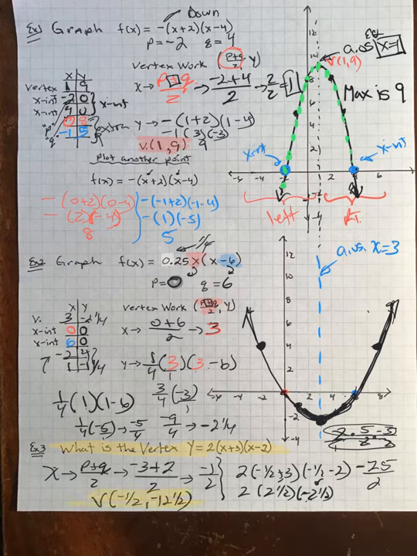Okay, so that's graphing parabolas in intercept form. And intercept form tells you where it's going to cross the x-axis. So it tells you the x-intercepts. And this form is a really helpful form.